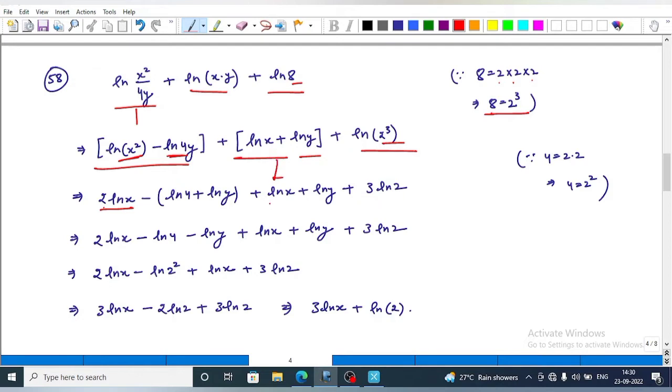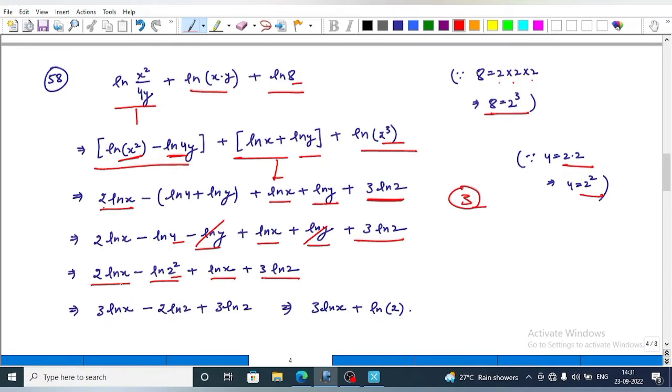Now this is similar, log x plus log y, and this equals 3 times logarithm 2 using result third. Now this implies 2 times log x minus log 4 minus log y, plus log x plus log y, and 3 times log 2. Now this cancels with this and we are left with 2 times log x. As we know, 4 can be written as 2 times 2, that is 4 equals 2 power 2. Using result third, that is minus log 2 power 2, and log x and 3 log 2.